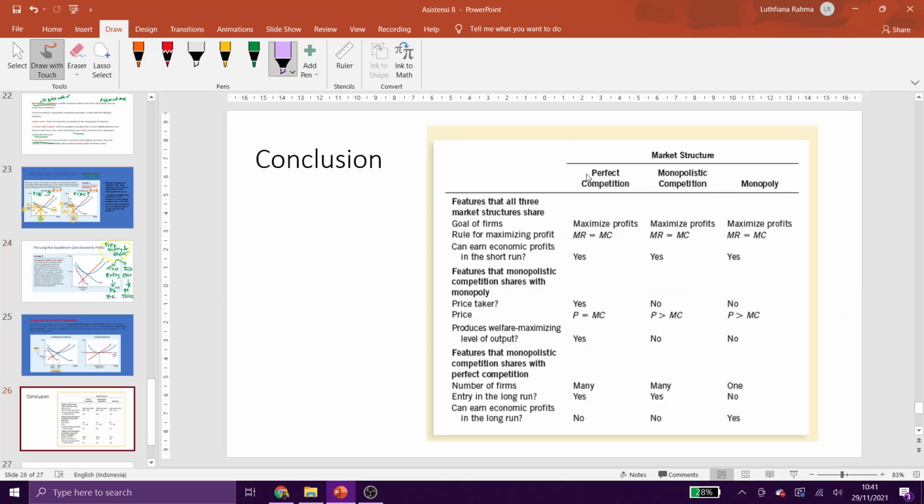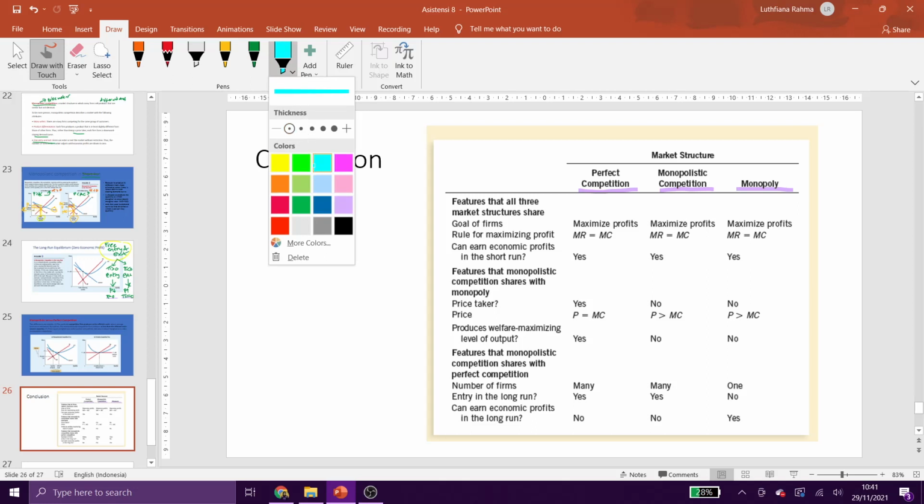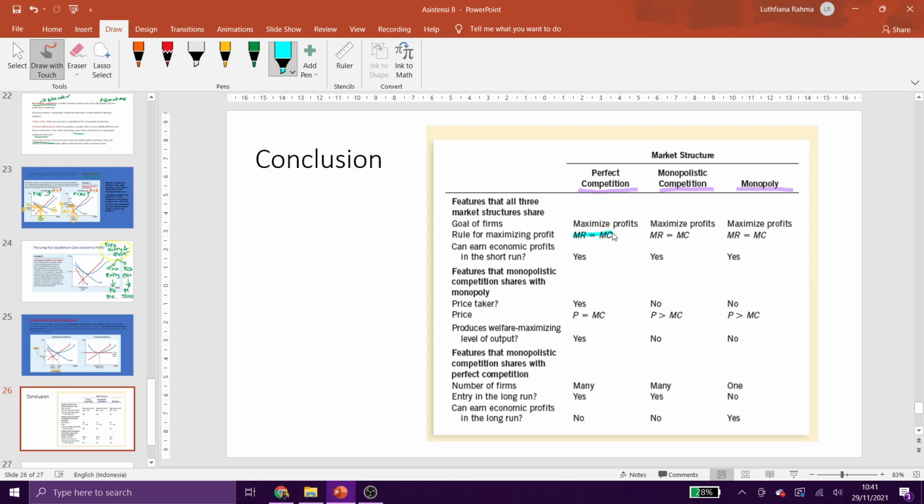And this is our conclusion so far for perfect competition, for monopolistic competition, and for monopoly. Okay, so here we can see the first characteristic: all firms always produce where marginal revenue equals marginal cost. And all firms can earn profit in the short run. All can.